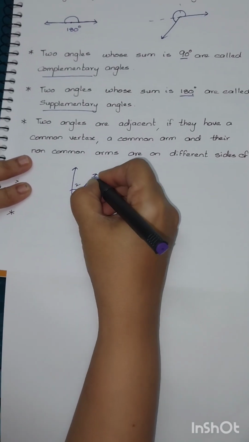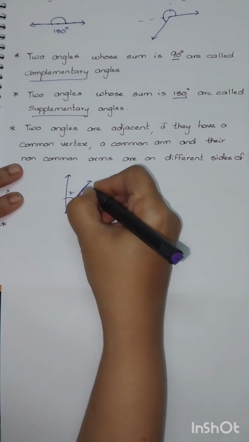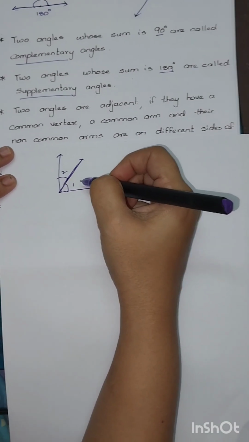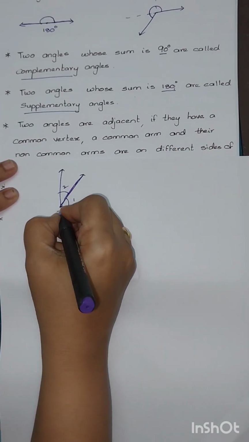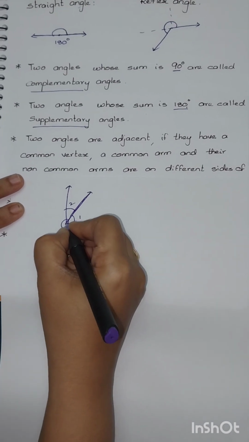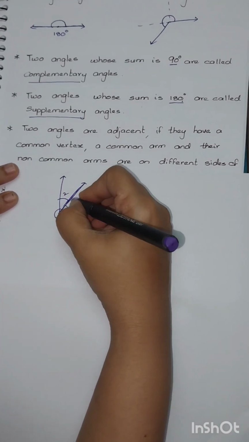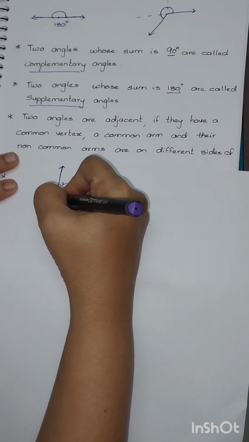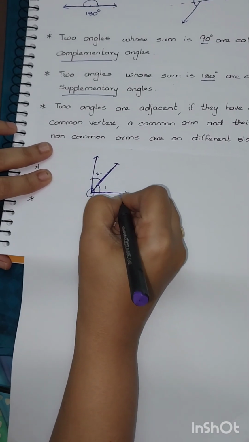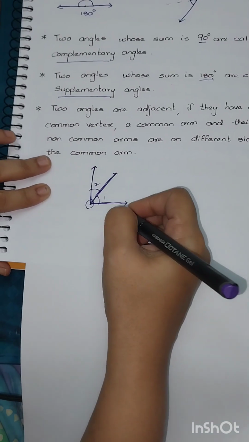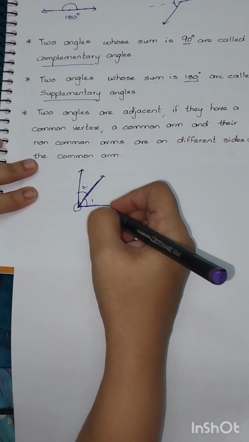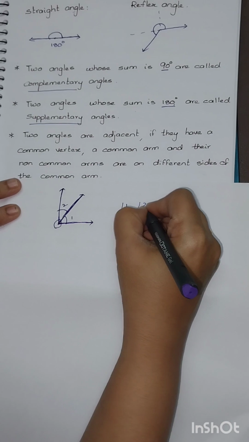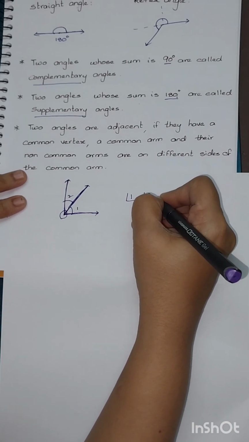So, for 1 and 2, this is the common arm. These two angles are adjacent if they have a common vertex. This is the common vertex and a common arm. This is the common arm, and the non-common arm. This one and this one are not common. So, they are on different sides of the common arm. So, angle 1 and angle 2 are adjacent angles.